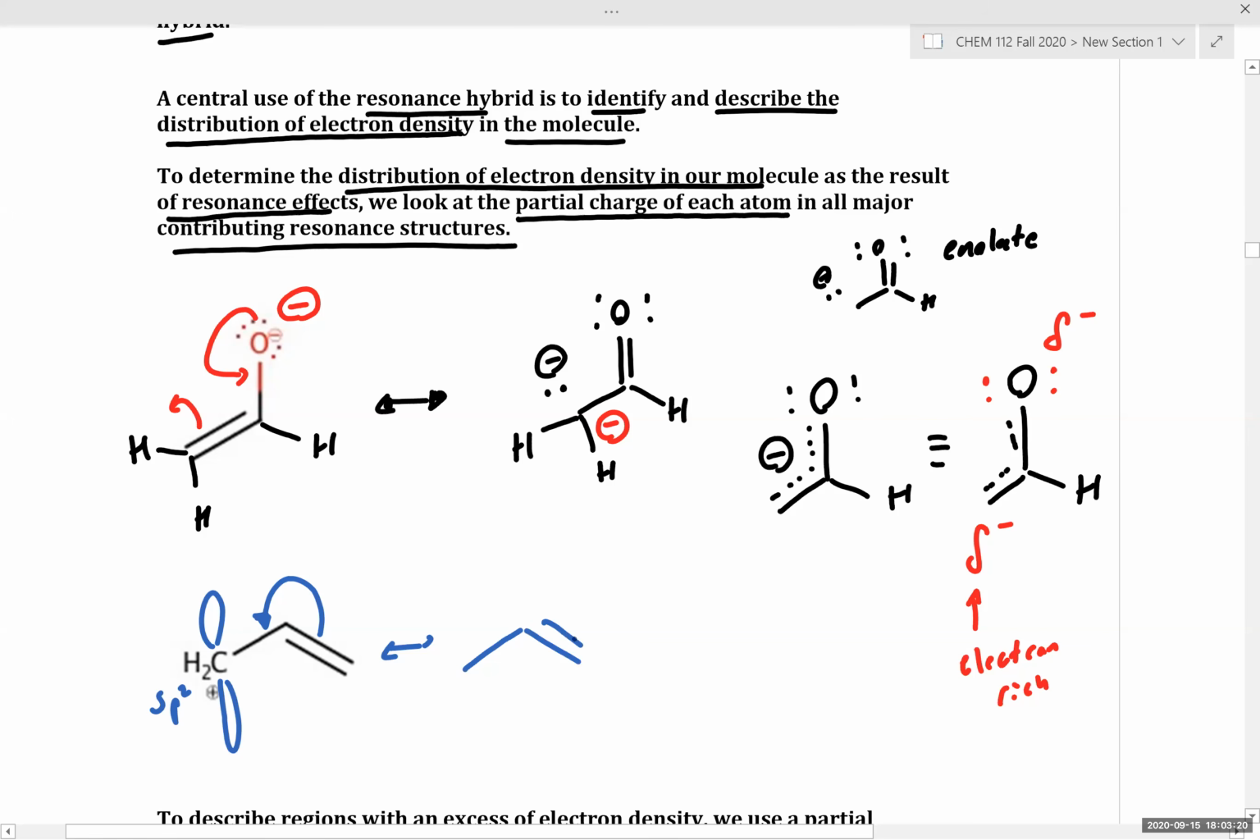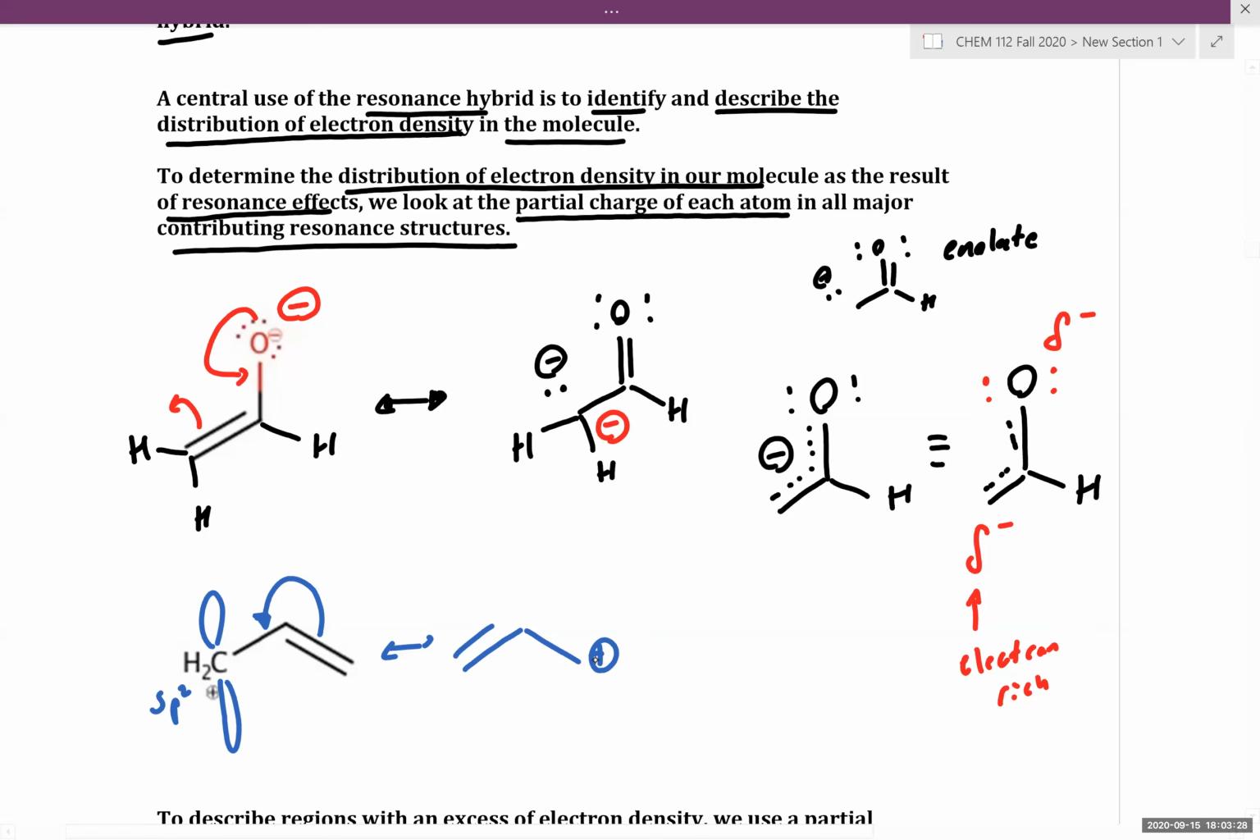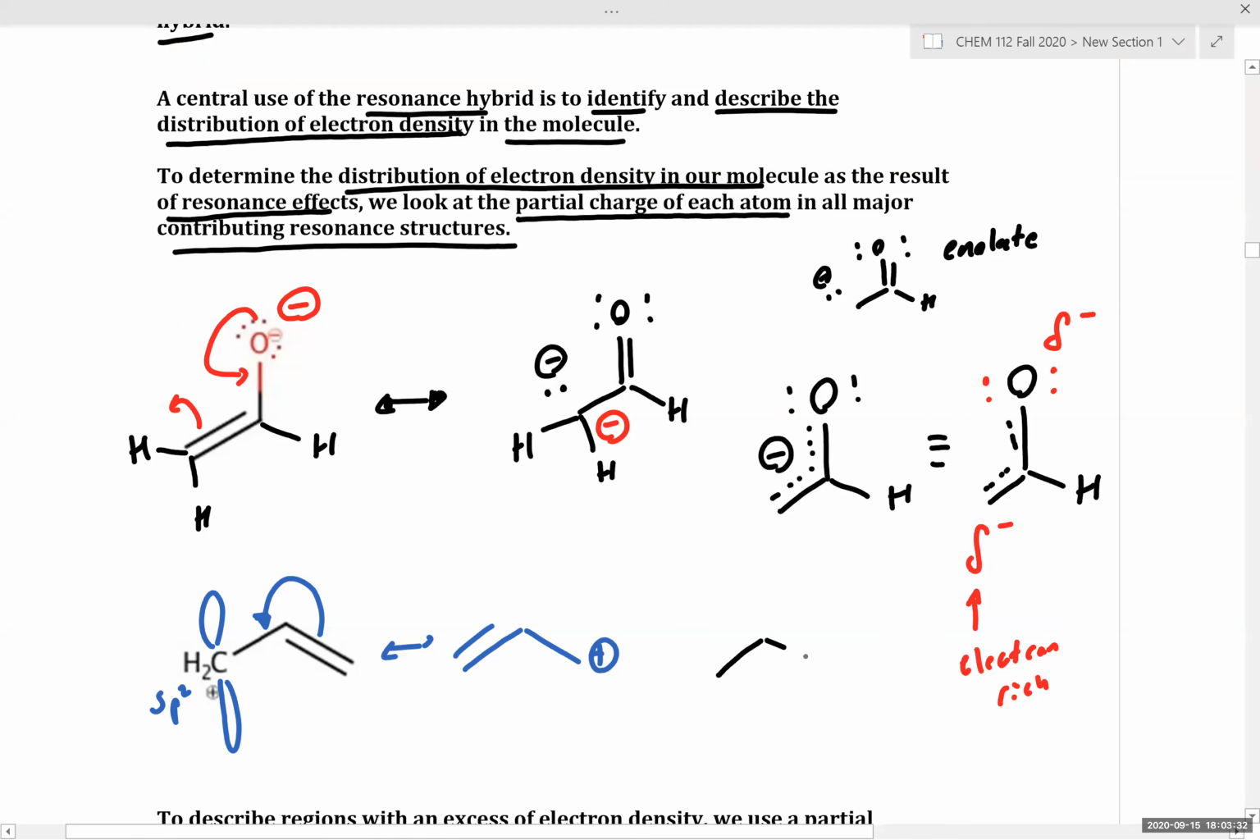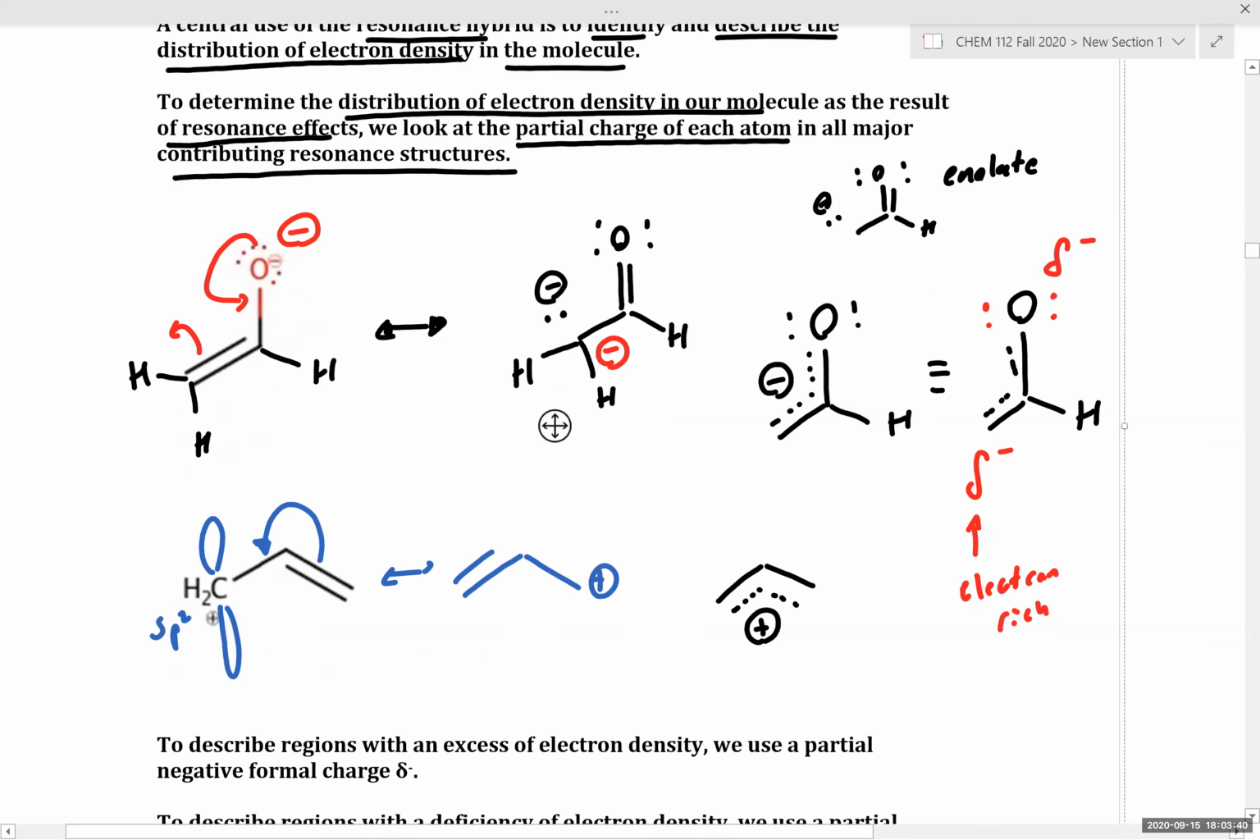That in turn gives us the following resonance structure. And as a result, our resonance hybrid would look something like this, where we have our positive charge distributed across multiple atoms. We can be more explicit here.